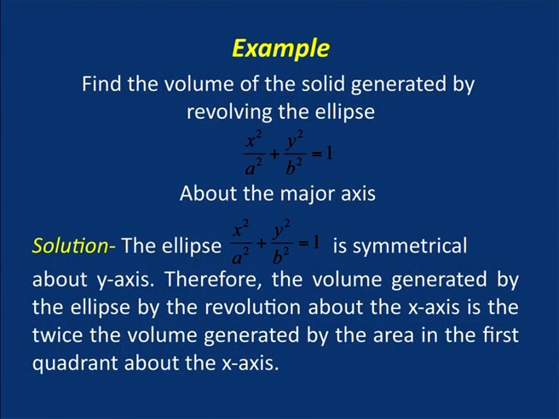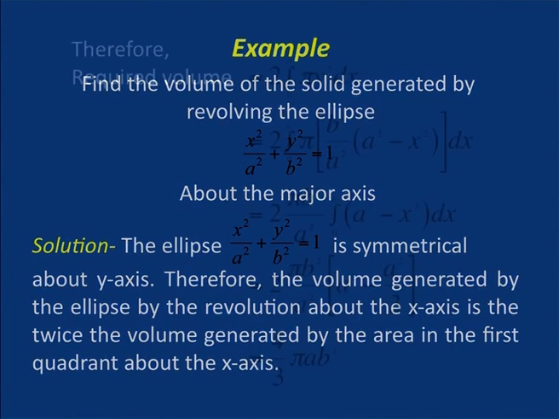Now, I will explain an example for the same. Find the volume of the solid generated by revolving the ellipse x square upon a square plus y square upon b square equal to 1 about its major axis, that is the x axis. The solution of the problem is as follows. The ellipse is symmetrical about the y axis. Therefore, the volume generated by the ellipse by the revolution about the x axis is twice the volume generated by the area in the first quadrant about the x axis.